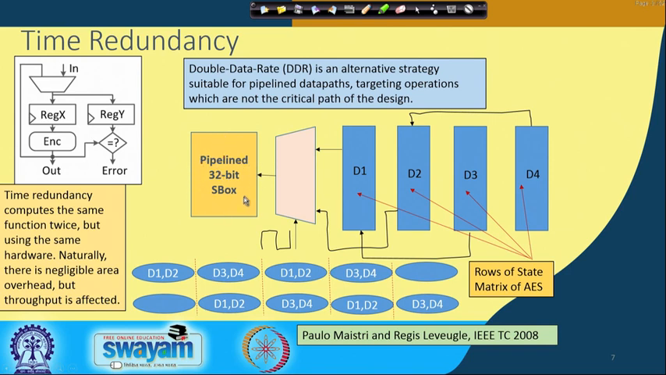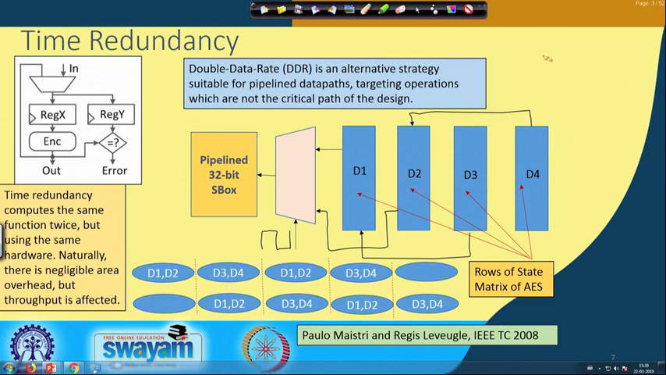Suppose you have a pipelined 32-bit S box. Remember that every state of the AES matrix is constituted of 4 columns or 4 rows of 32 bits, and what I would like is to perform the S box on each of the bytes of the state matrix. So what I do is take my state matrix and try to do them one by one.